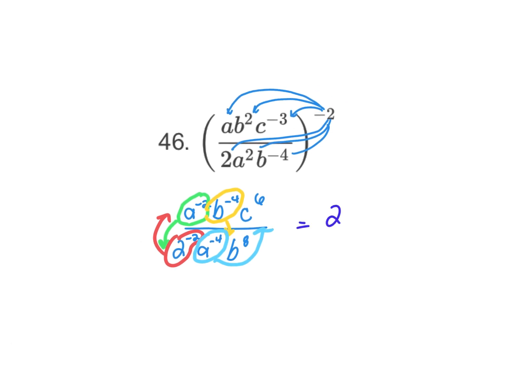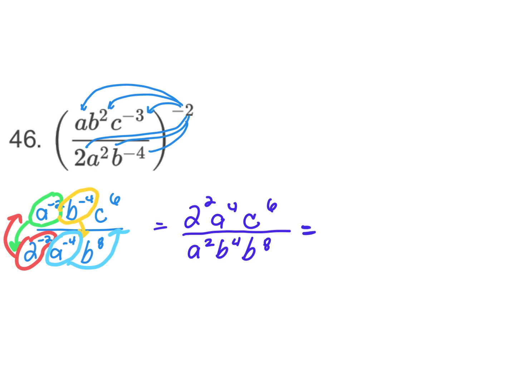I'm going to write my 2. Now this is to the 2nd power. My a to the 4th is going to move up. And then I still have my c to the 6th. And on the bottom, my a to the 2nd moves down. My b to the 4th moves down. And my b to the 8th is still hanging out there.